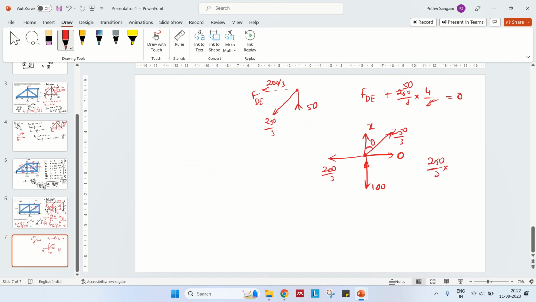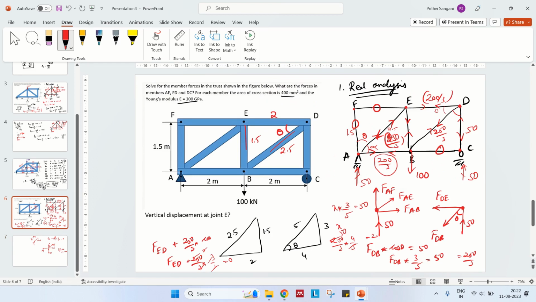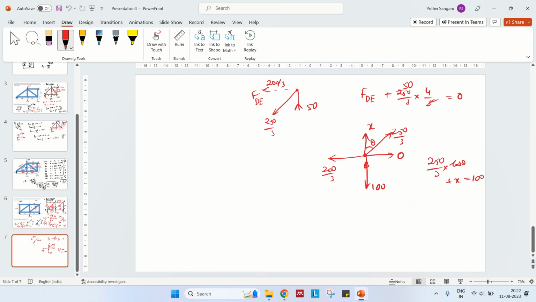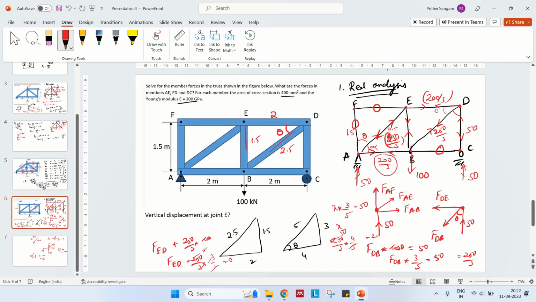divided by 3, and let us say this is theta, so that is cos theta plus x should be equal to 100. How much is cos theta? Cos theta is 1.5 divided by 2.5, that is 3 by 5. So 250 by 3 divided by 3 by 5 plus x is equal to 100. So x is 50, in tension. Fine. So in this you can see this is 50, 250 by 3, 250 by 3, and 200 by 3, and it is 250 by 3 again, and this is 50 in tension.